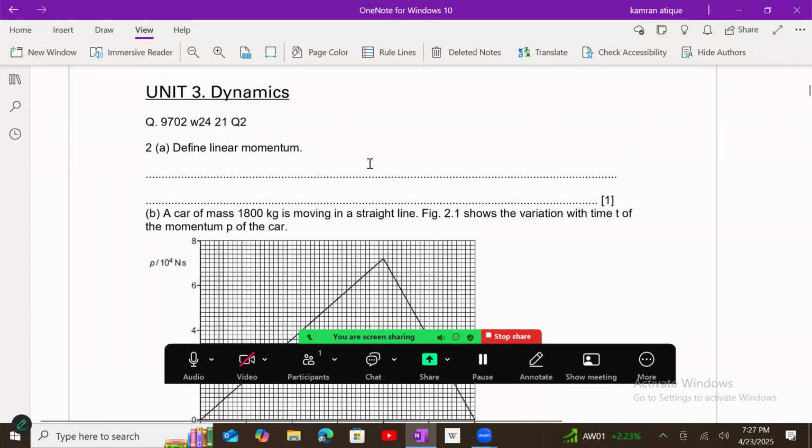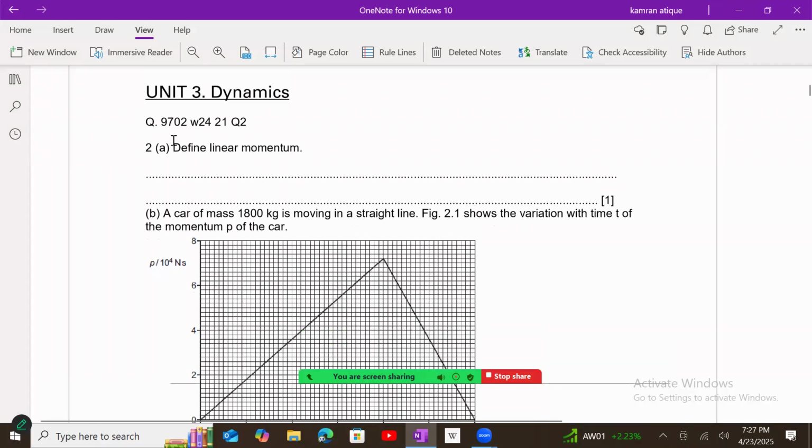In this present lecture of the physics course of 9702, I'm beginning by solving the very first question from Unit 3 Dynamics. This question is taken from November 2024 past paper variant 2.1, and this is question number 2.